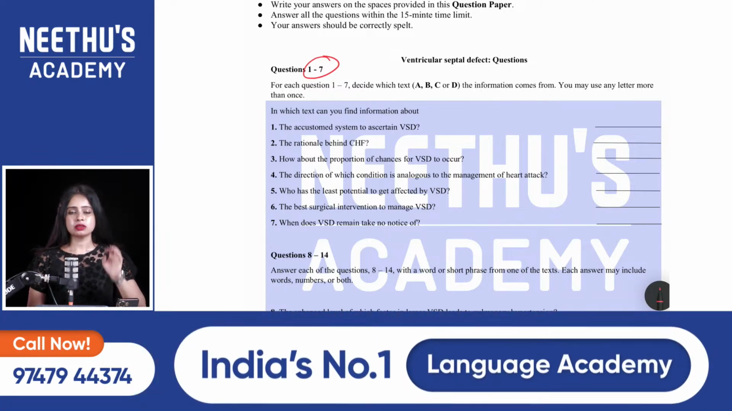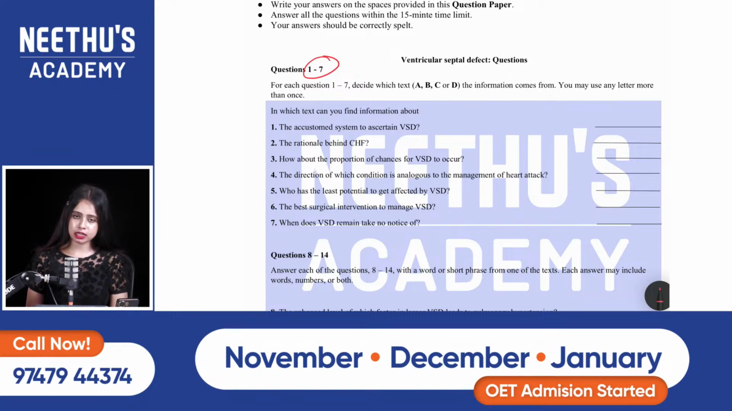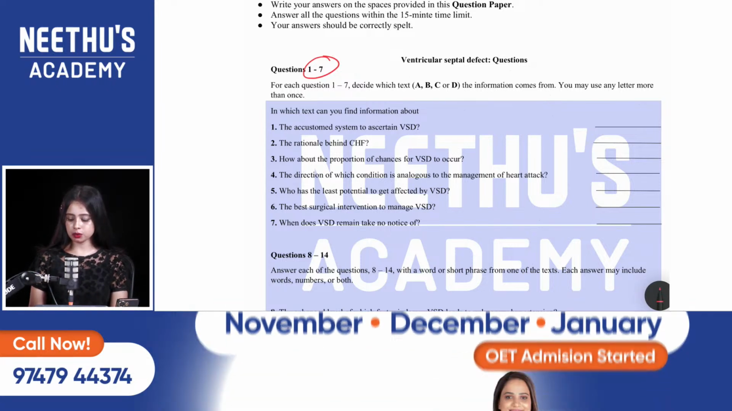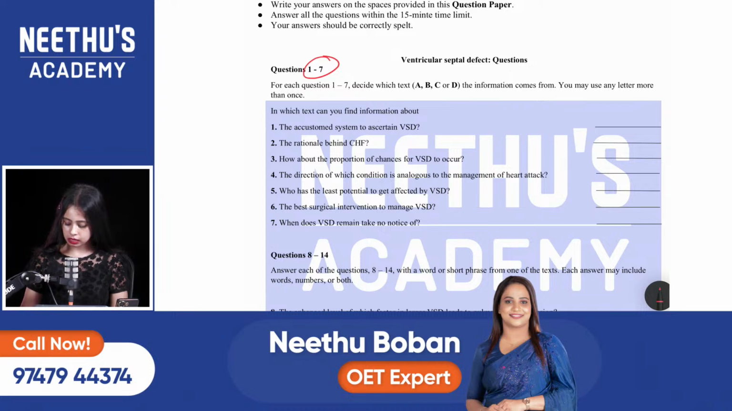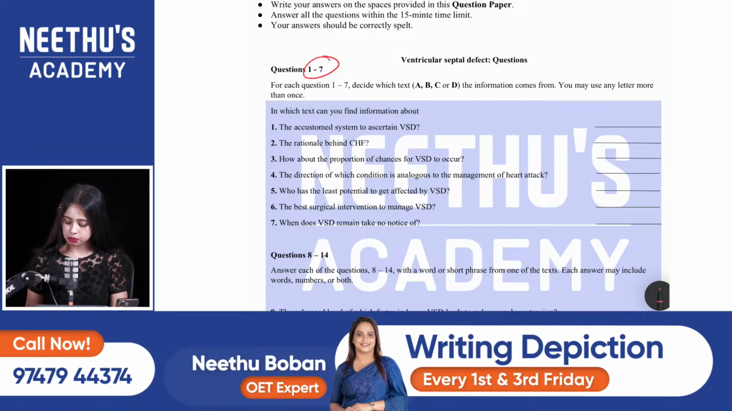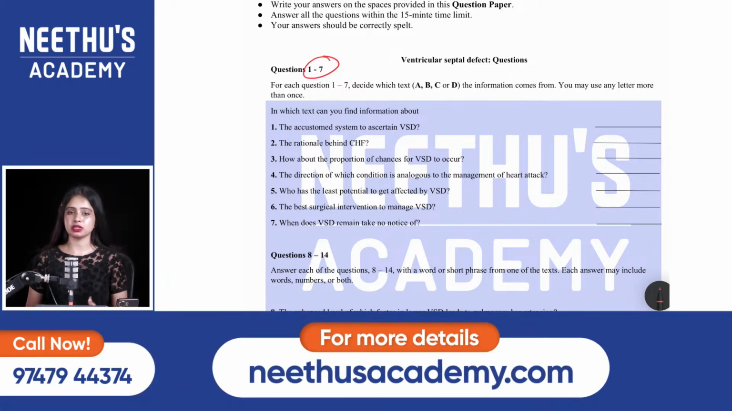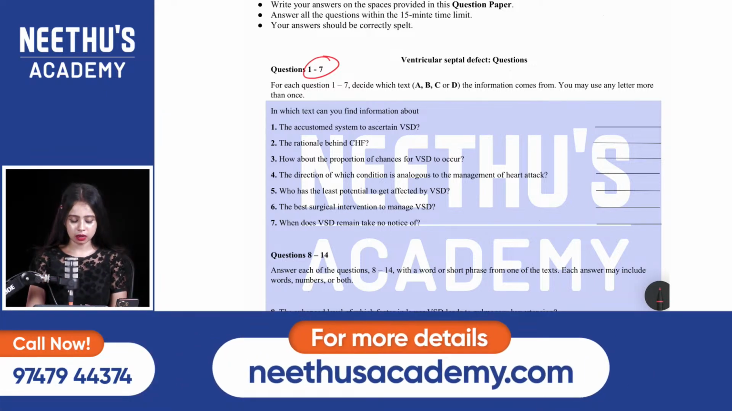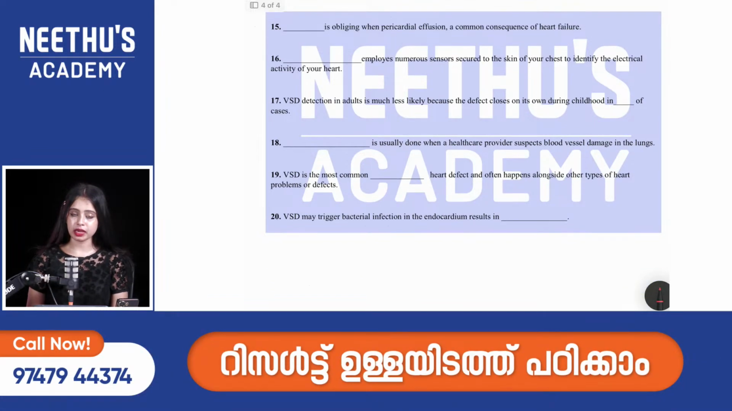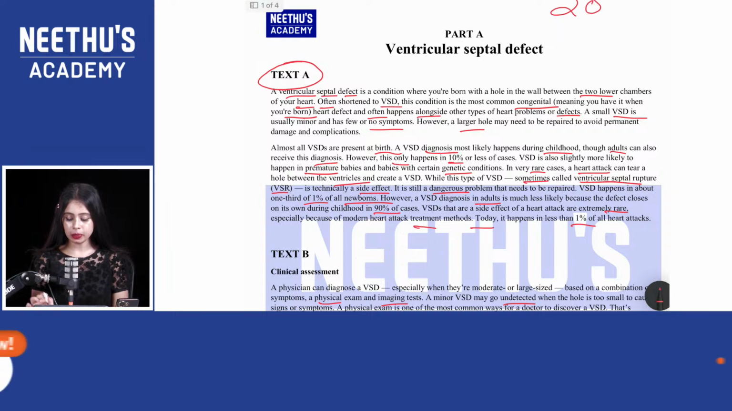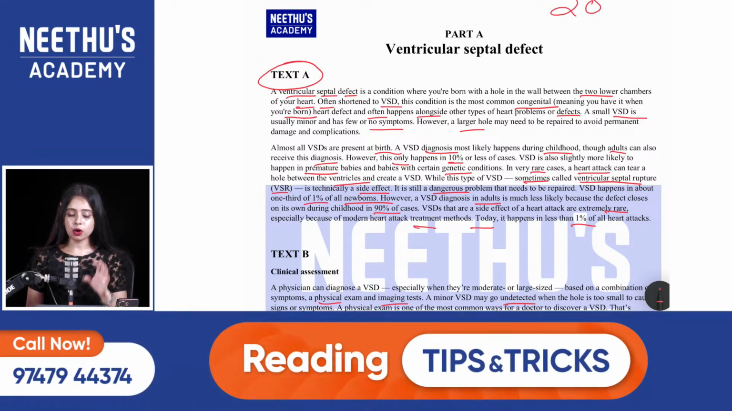Yeah. So I'll just summarize part A today. So please do listen properly. Then definitely, if you are following this method, you can score 20 out of 20 in part A. So we have 20 questions in part A, right? 20 questions. What about the time?